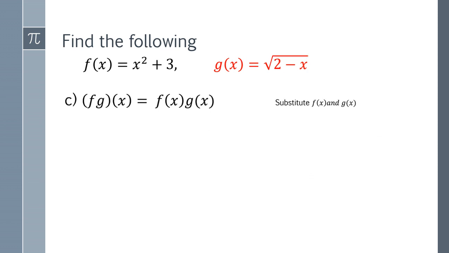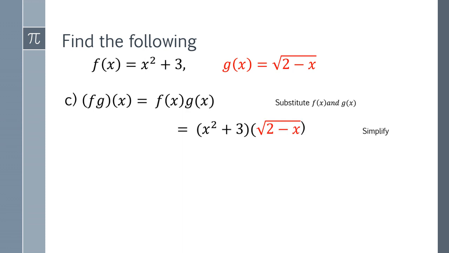And then let's do C, the product of these two functions. So let's go ahead and do it. So on this one, we want to multiply x squared plus 3 times the square root of 2 minus x. This one, you can think of it as distributing the square root of 2 minus x to both of these terms, or just taking the x squared and the 3 and multiplying to the square root of 2 minus x.